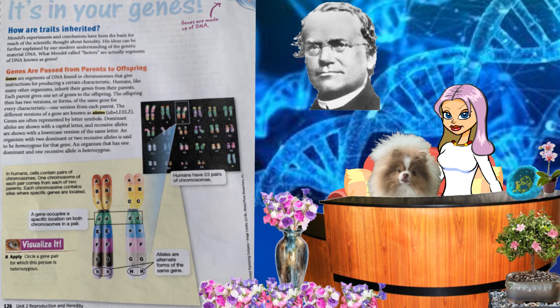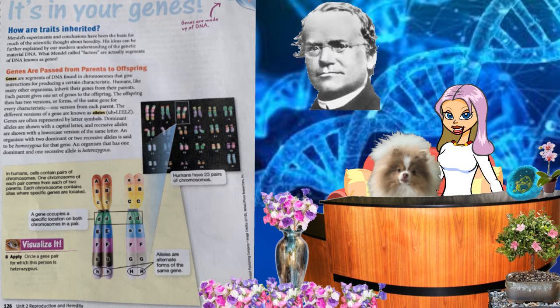The different versions of a gene are known as alleles. Genes are often represented by letter symbols. Dominant alleles are shown with a capital letter, and recessive alleles are shown with a lowercase version of the same letter. An organism with two dominant or two recessive alleles is said to be homozygous for that gene. An organism that has one dominant and one recessive allele is called heterozygous.